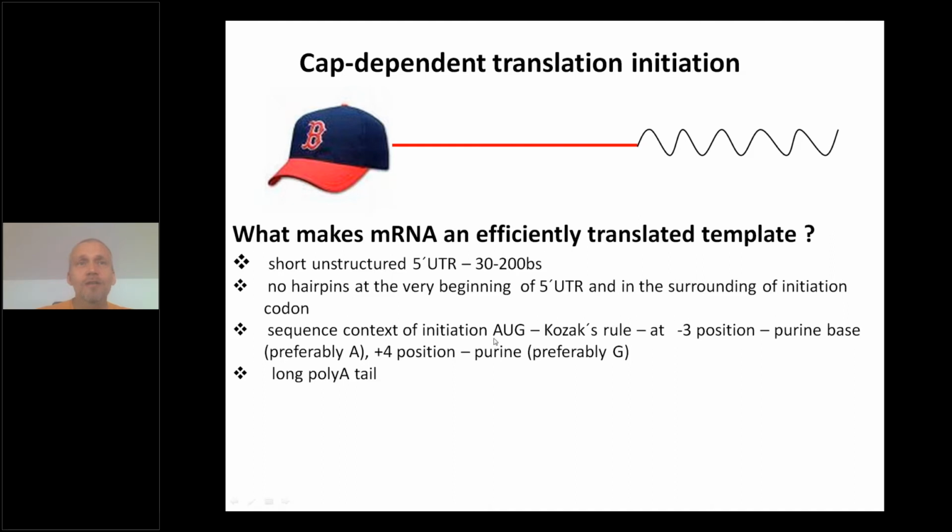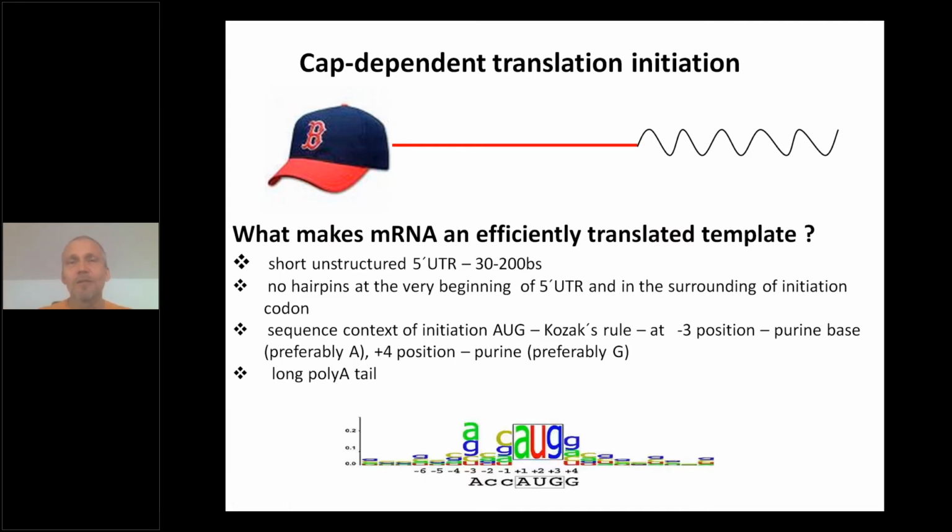And then, of course, it's good if around the AUG codon there is a sequence which is called the Kozak sequence. It looks like that, the signature, but I'm not going to talk about it. The important thing is the name Kozak, because it's named after Marilyn Kozak, who discovered the signature around the AUG. And of course, it's important that the mRNA has a long poly A tail.